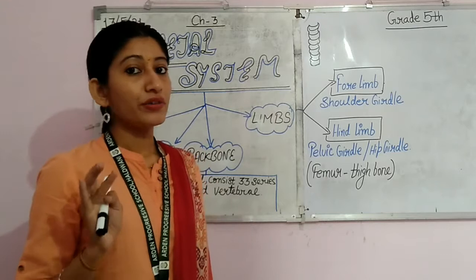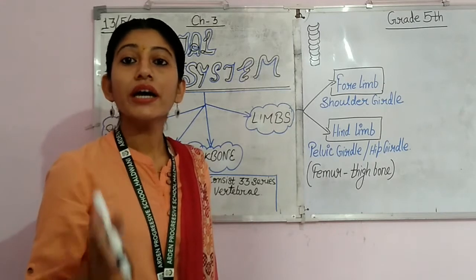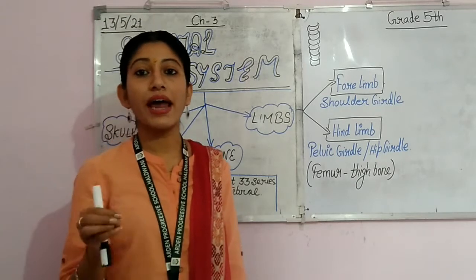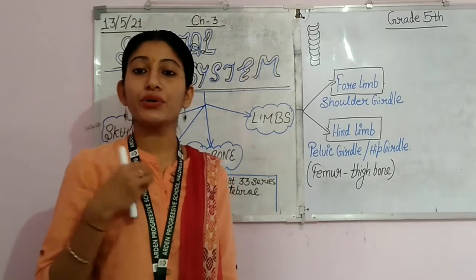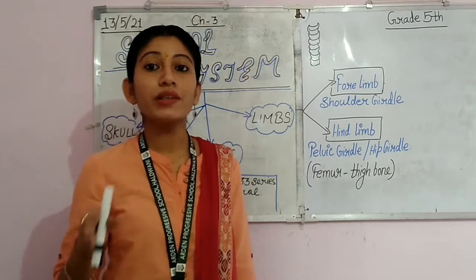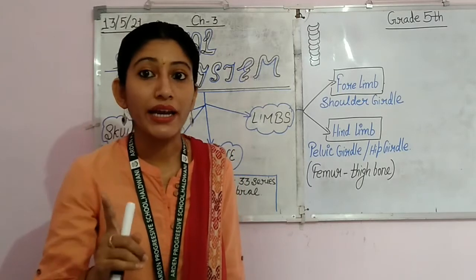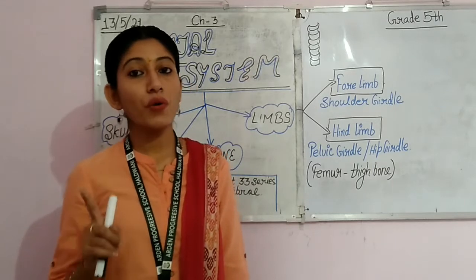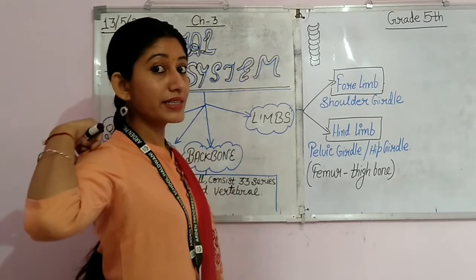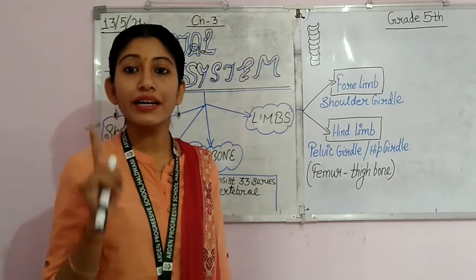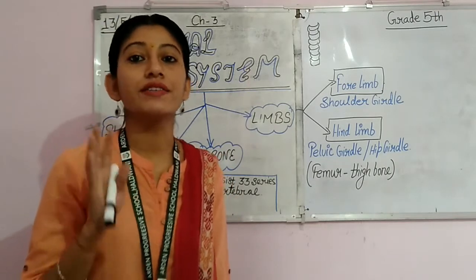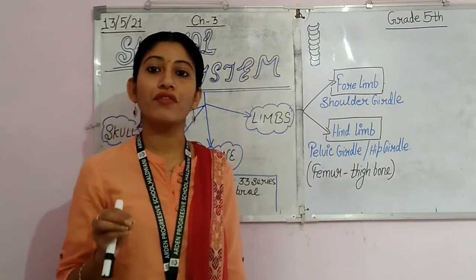Now you all know about the forelimb and hind limb. Now I am going to tell you one more thing: how these forelimbs and hind limbs are actually connected to our body. See beta, forelimbs as well as hind limbs both are connected to our spine. And where is the spine? It is on the back side. So how is it connected? It is connected to the spine with the help of girdles.